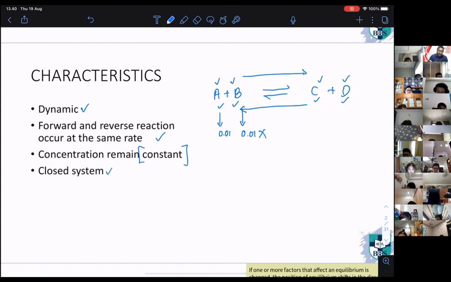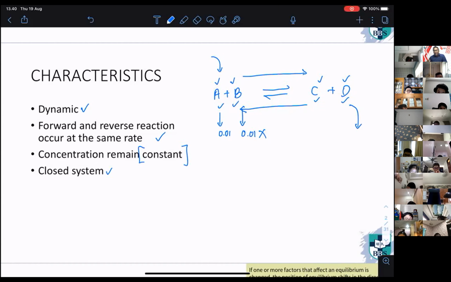And there is going to be a closed system. What is a closed system? Nothing goes in and nothing goes out. You are not removing any of the product out. You are not adding anything in. That is the meaning of closed system. Sometimes we do have an open system where we remove something.